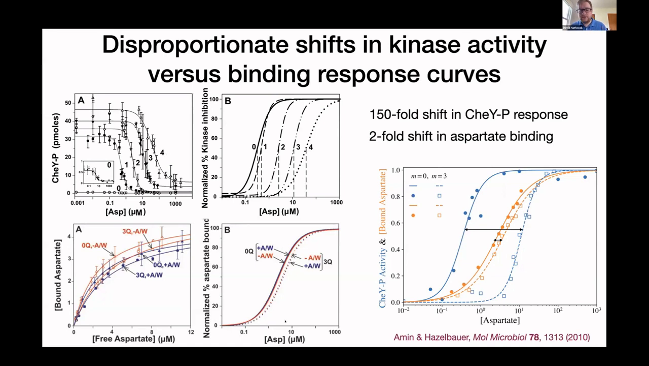But the surprising result from this paper is on the input side of the circuit, the binding response curves hardly depend at all on methylation. So here I've overlaid them, and you can see that there's a big disproportionality between the adaptive shift in the downstream response compared to the input response.